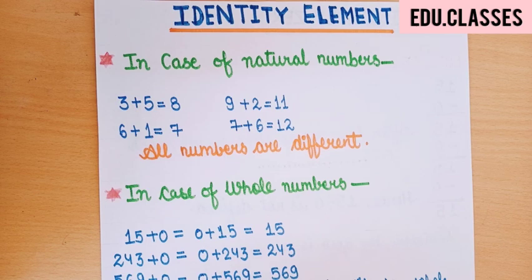When we talk about the natural numbers, there is no such number that, when added to a given number, gives the same number. In other words, when any two natural numbers are added, we get a number different from either of them. Okay, let's take some examples and understand it.